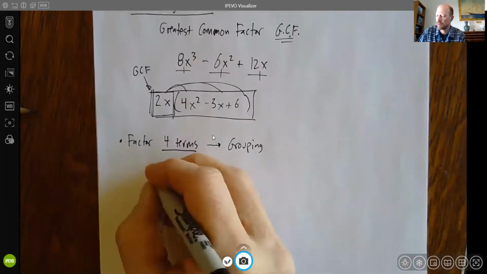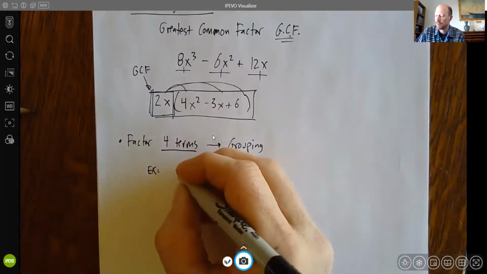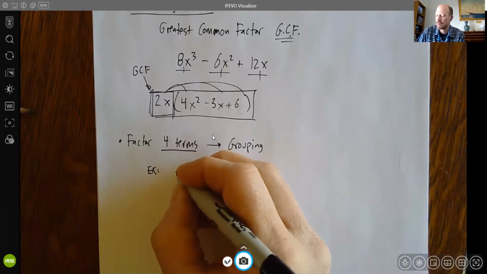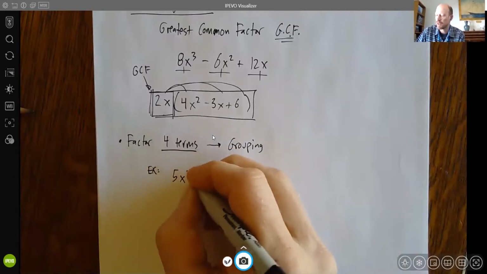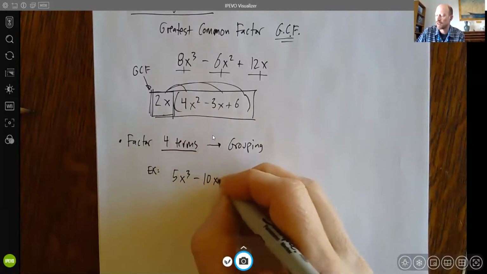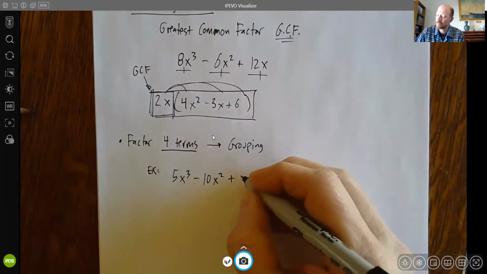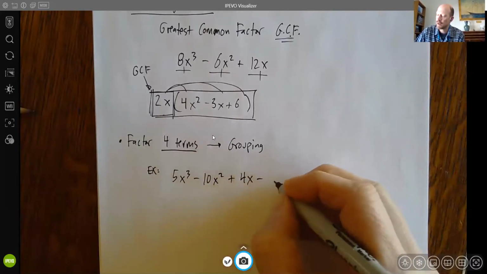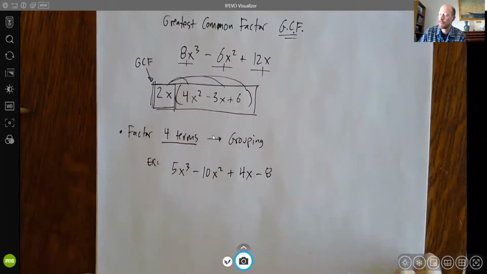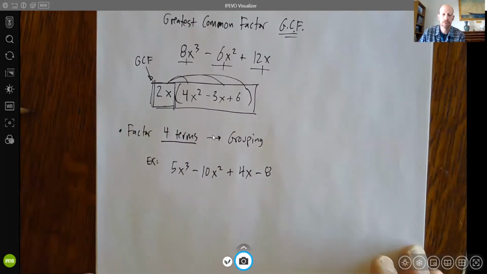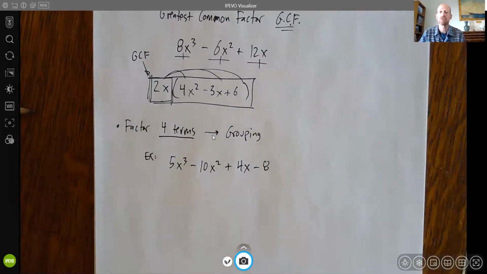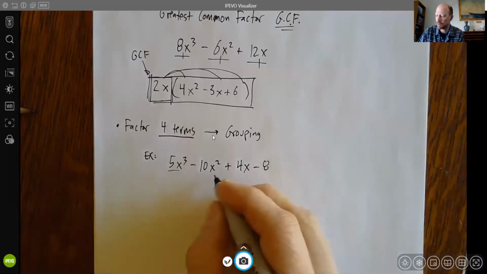So here's an example of that. Let's try 5x cubed minus 10x squared plus 4x minus 8. So again, make sure when you start this, you're counting the terms. That's how we always want to organize polynomials, and it's especially important with factoring. So we can see the 4 terms here.